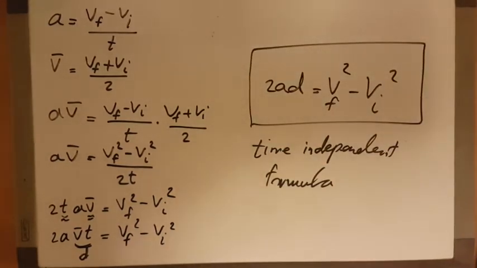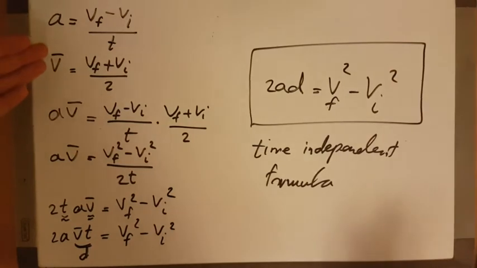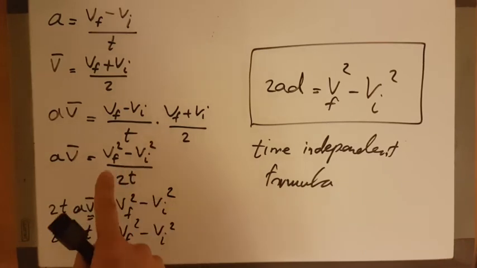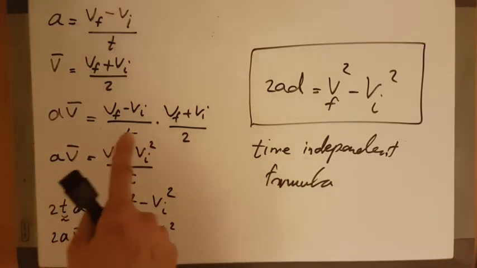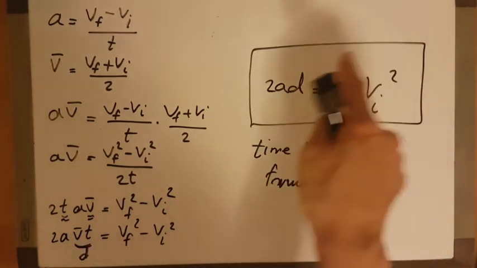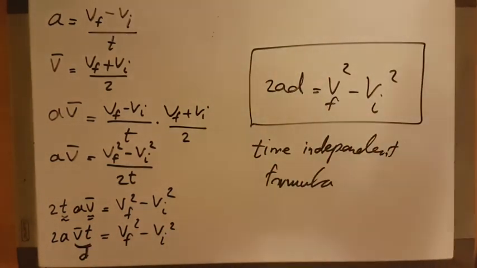Okay, so I quickly just review. I multiplied these two by each other. I came up with this. I wanted to get rid of this fraction, so I took this to the other side so I can have a line, and then it became more simple. It was easily simplified to this formula, and this is the time independent formula.